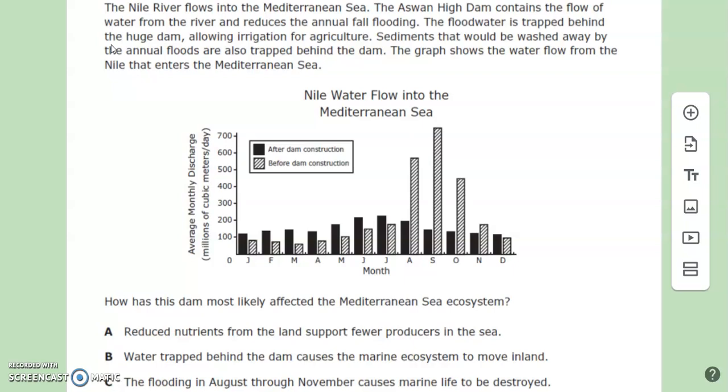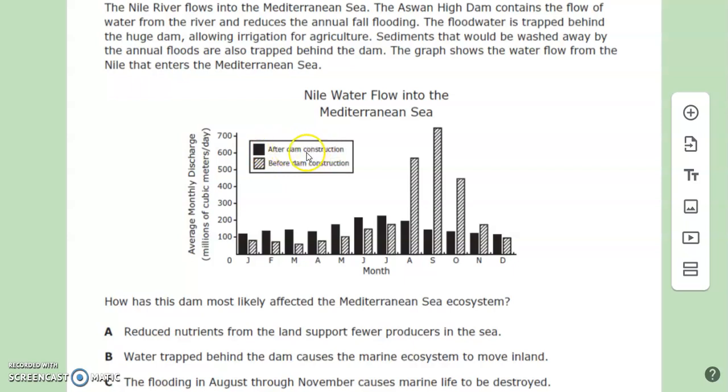Now, there's a dam, however, that was put in, and that dam is preventing all that flood water from rushing off of the land into the sea. So all these nutrients and sediment from the land that would normally flow into the sea are now being trapped behind the dam and not making it into the sea. So how has this dam most likely affected the Mediterranean Sea ecosystem?